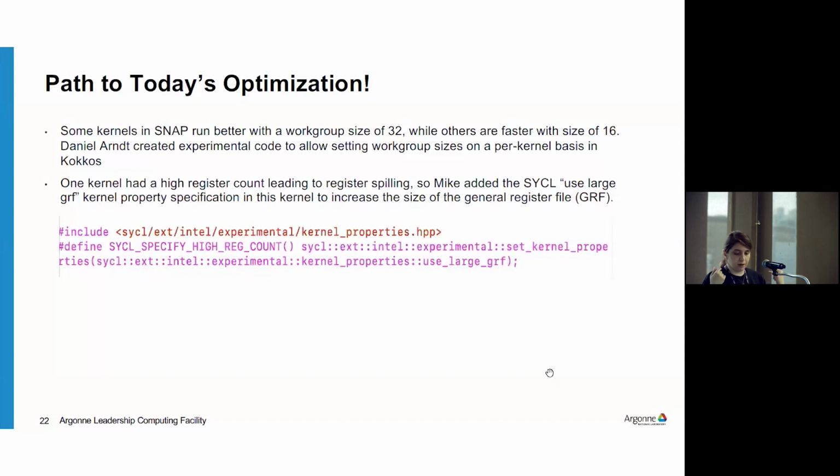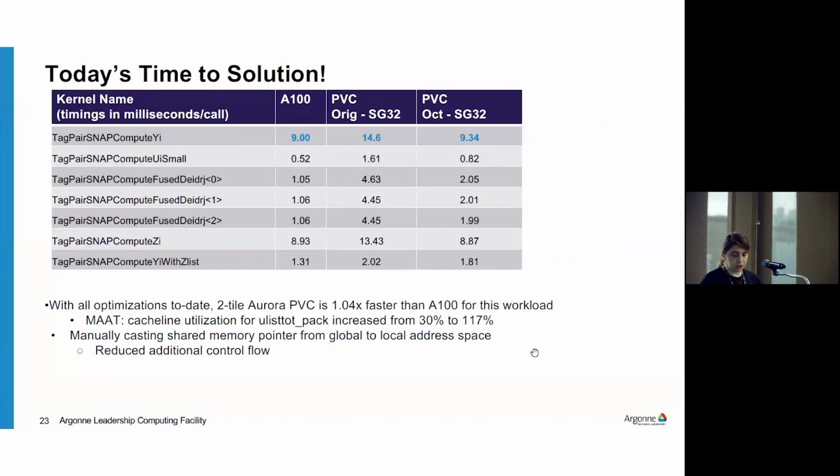So again, Daniel, the KOKKOS developer, helped us implement that within KOKKOS so we can specify those. And then another issue was high register count that causes register spilling. So we used the large register file within our SNAP code, which also helped with optimization. All of these together are what we have today, which is 1.4x faster than the A100.